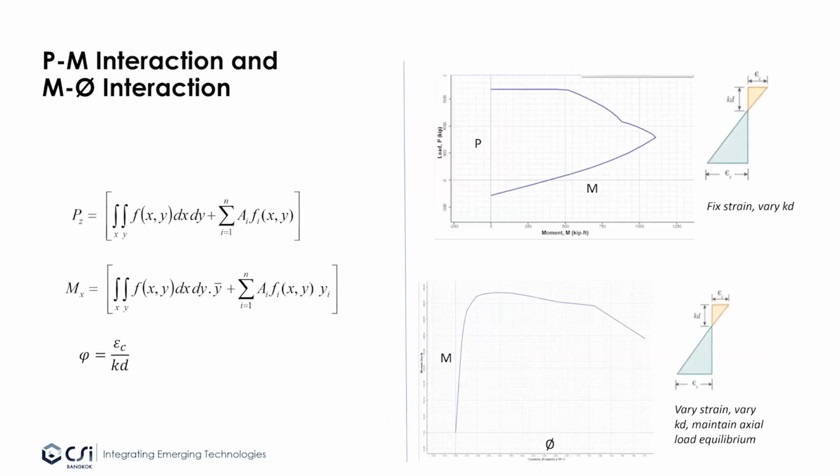And so to conclude, if you fix the strain and vary only the neutral axis depth, you get the capacity curve. And if you vary strain, vary KD, and maintain load equilibrium, you get moment curvature using the same equation. So both of them are actually using the same equations, just used differently. But moment curvature gives us far more information than capacity ever can, which I discussed in another video.